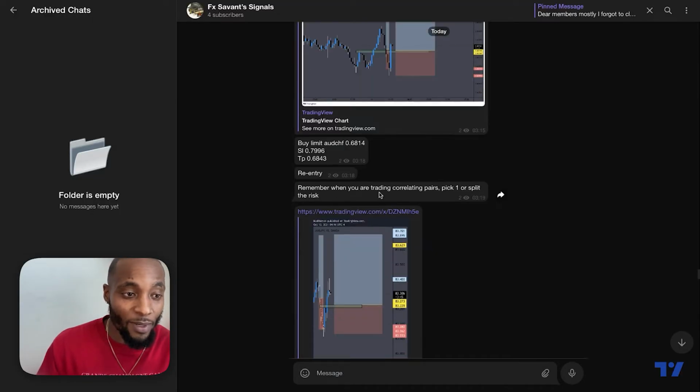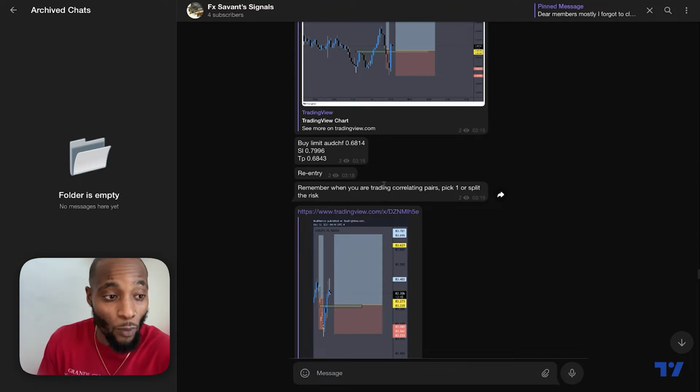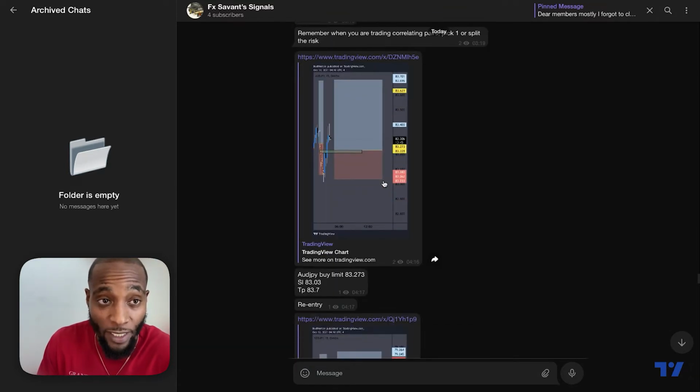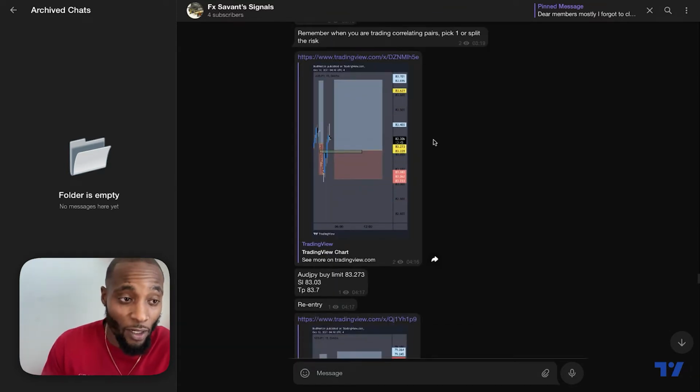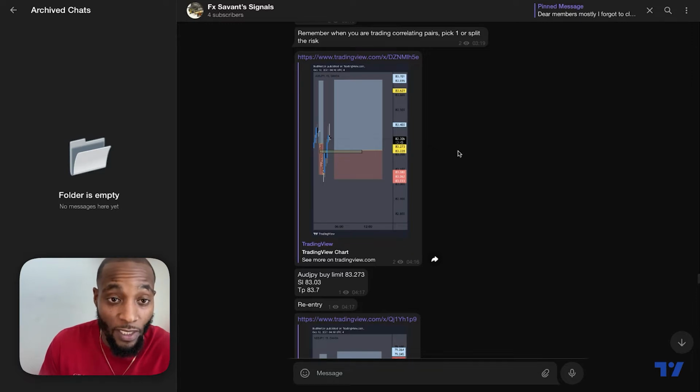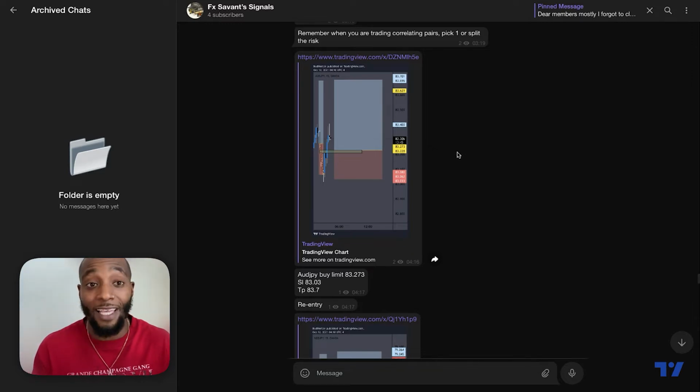Everything, let them know, keep them updated. Remember, when you're trading correlating pairs, pick one or split the risk. You don't want to over risk, even though you are still trading correlating pairs, because if one hits stop loss, then more than likely the other ones are going to, like in this instance. And then it doesn't always happen. That's the same way trading works. We know how trading works. It's not always 100% guaranteed.